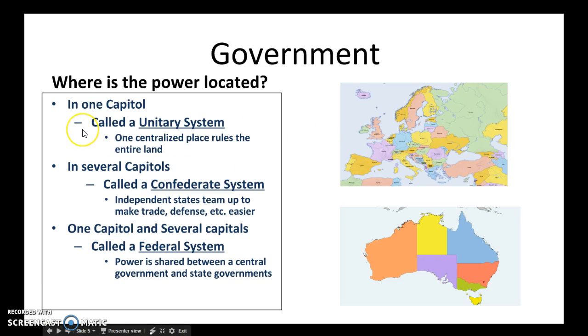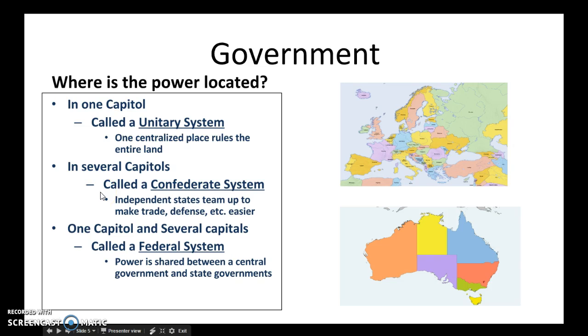A unitary government is a government where all of the rules essentially come out of one place. So think about one capital city that makes the government decisions, the rules, the laws, the policies for the entire territory. It's a pretty common system of government if you look at different countries around the world.